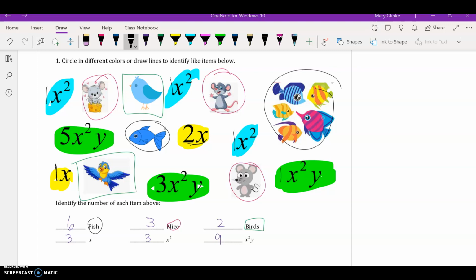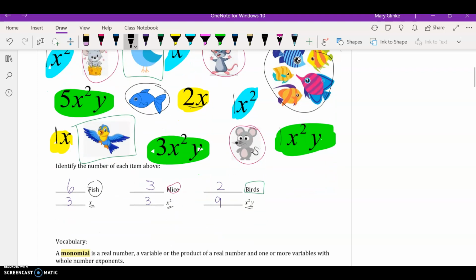While this might seem a little goofy at first, the goal of this is to get used to seeing what are like terms. So you can very clearly see with the pictures of the animals, like, hey, those aren't alike. I cannot combine the birds and the mice together. Instead, we have to start thinking like that with variables. So x is different than x squared, which is also different than x squared y. Okay, so that's our goal for today: what can we combine and how do we combine it?